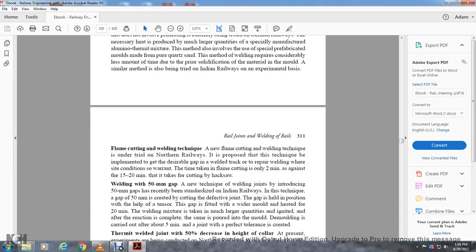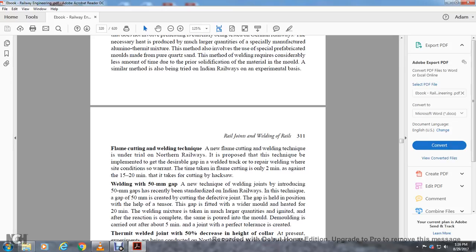Flame cutting welding torch. A new flame cutting welding torch is under trial on the Northern Railways. The technique is proposed and then implemented to make the desirable gap in the welding track, preparing the weld to suit site conditions. The time taken in flame cutting was about 2 minutes against 15 to 20 minutes for cutting with a hacksaw.